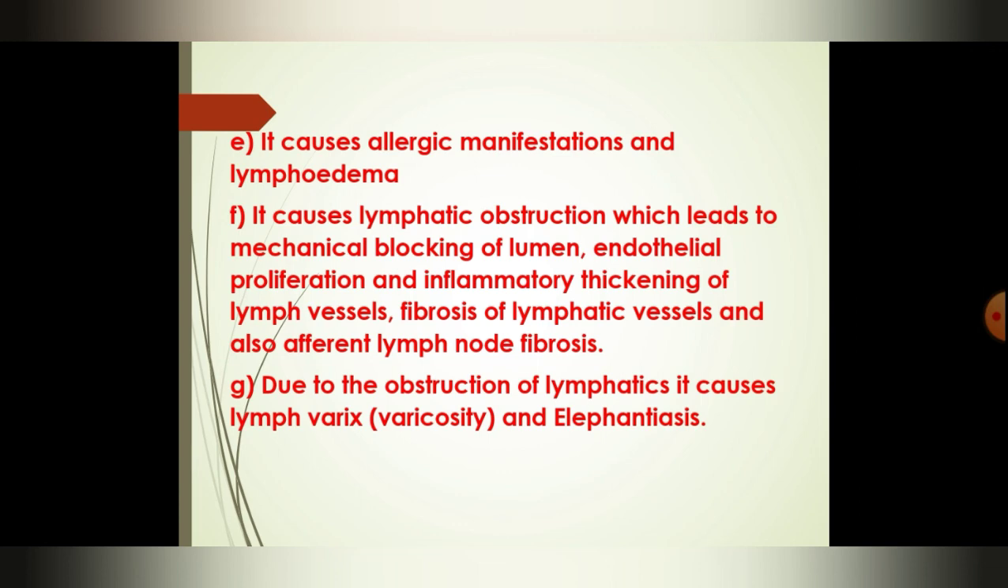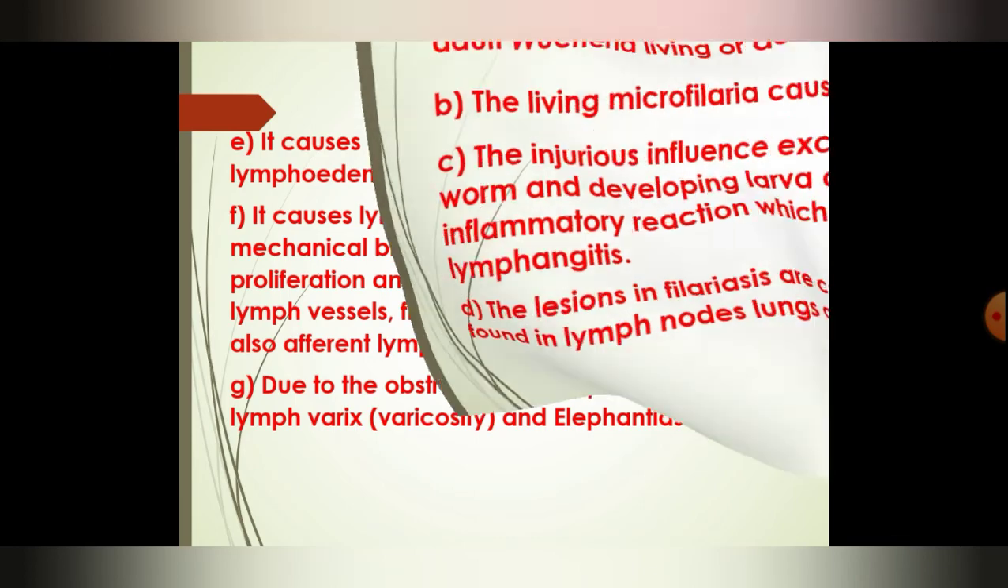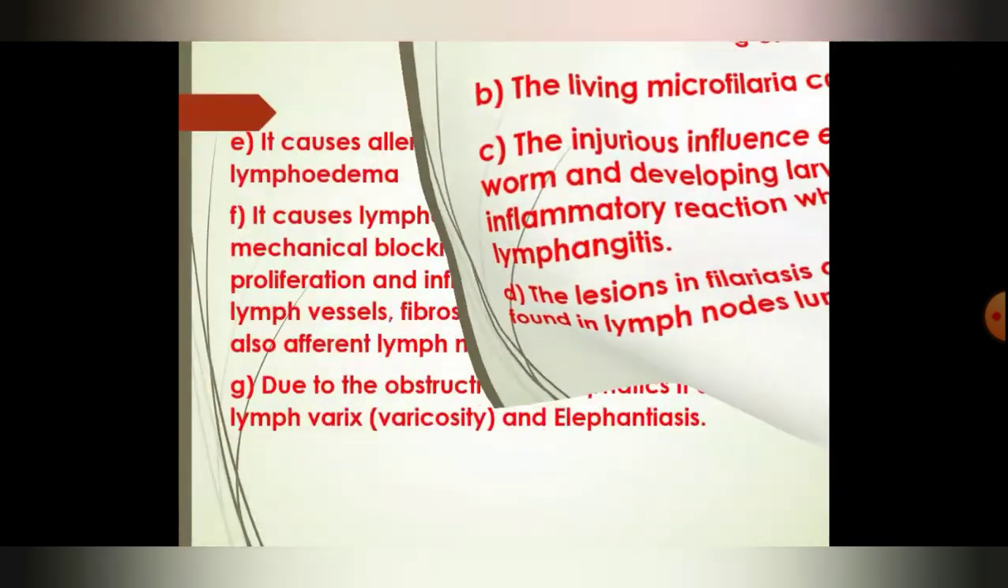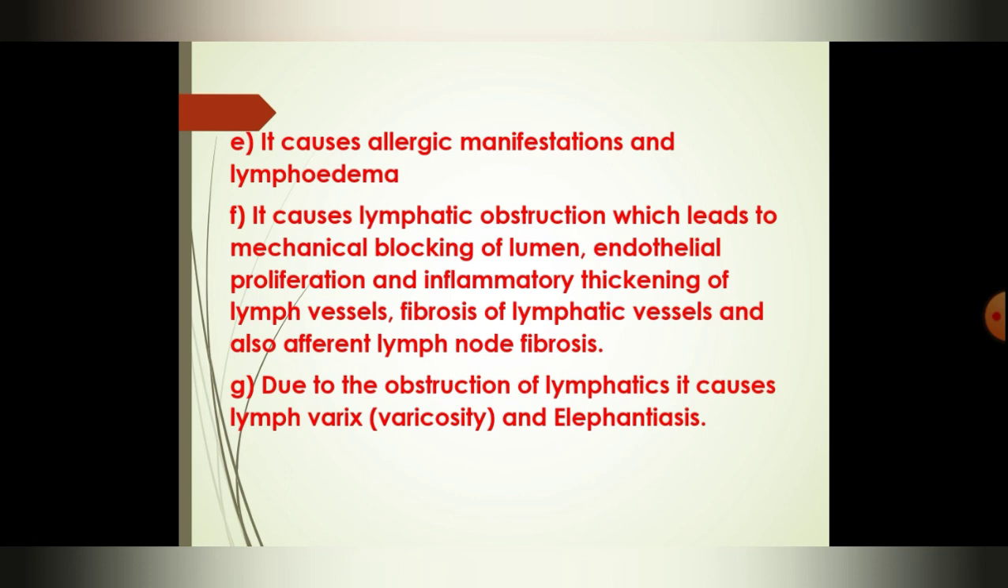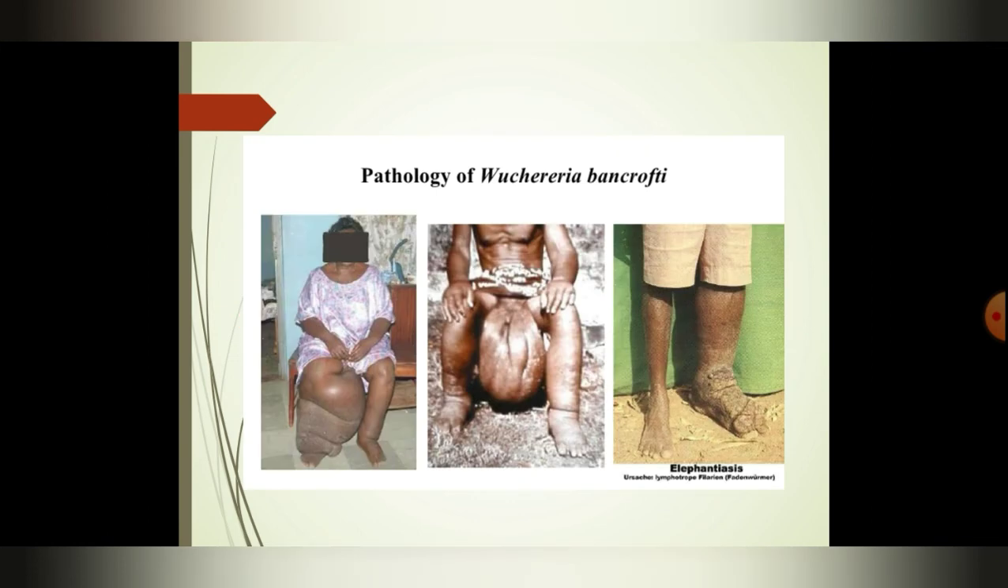Then fibrosis of the lymphatic vessels. Fibrosis is the accumulation of fibrous connective tissue so that it prevents the lymph from moving freely in the vessels. And in the different lymph nodes also you can see fibrosis, continuous development of connective tissue, forming a big tumor-like structure due to the obstruction of the lymphatics. Due to the obstruction of the lymphatics, it causes lymph varix, that is varicosity. And then elephantiasis occurs. I told you about a very big swollen leg which looks like the leg of an elephant, so we call that particular disease elephantiasis.